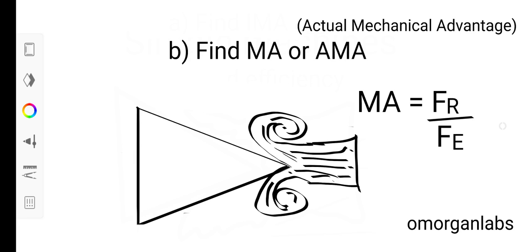Part B is you have to figure out the MA or AMA, the actual mechanical advantage. For that, you need the force of the resistance or the load over the force of your effort. That's kind of what you put in. So for our problem, the FR, the load force, is 20 kips, which is 20,000 pounds. Your FE is the force effort. You only put in 10 kips or 10,000 pounds. Plug in those numbers and you get your actual mechanical advantage.